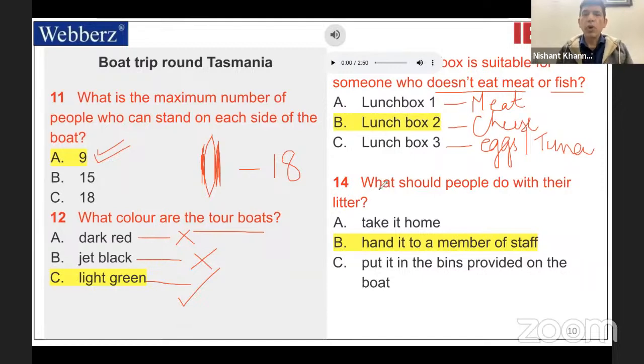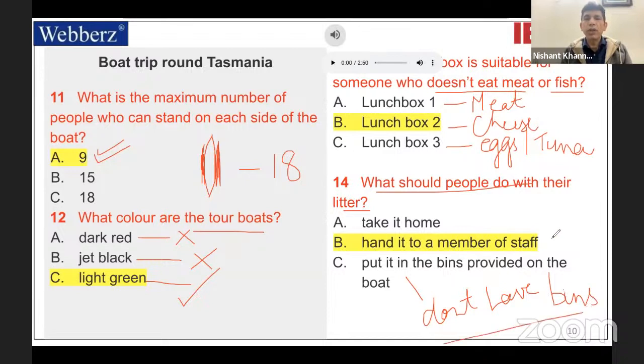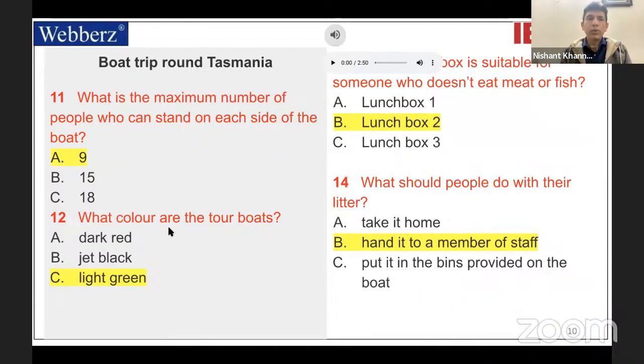So next one, what should people do with the litter? He says, we don't have bins. We don't have bins means we do not have waste paper baskets. So a staff member will come and collect it from you. And he doesn't talk about taking it home. So these are my answers. I'm going to play this audio once again so that you can be clear with what the answers are. So let us listen to it once more.